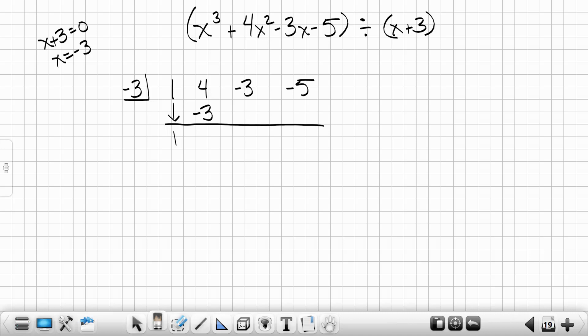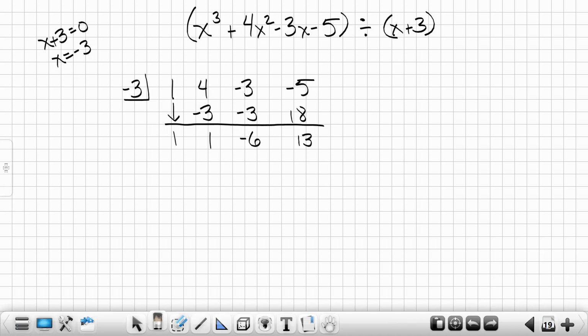That's what I put there. Then I add 4 minus 3 is? -3 times 1 is? -3 plus -3 is? -3 times -6 is? -5 plus 18 is? Okay? Multiply, place it, add. Multiply, place it, add. Multiply, place it, add. Okay?